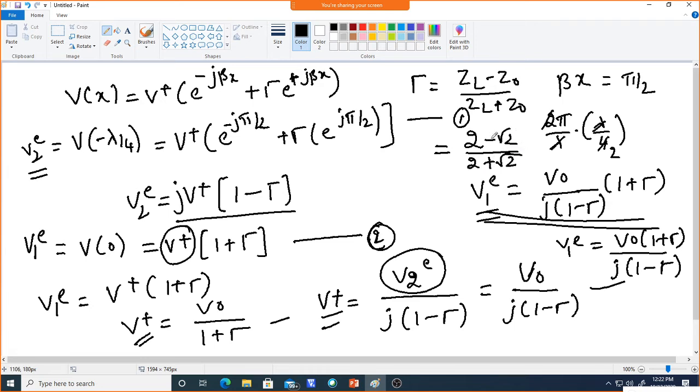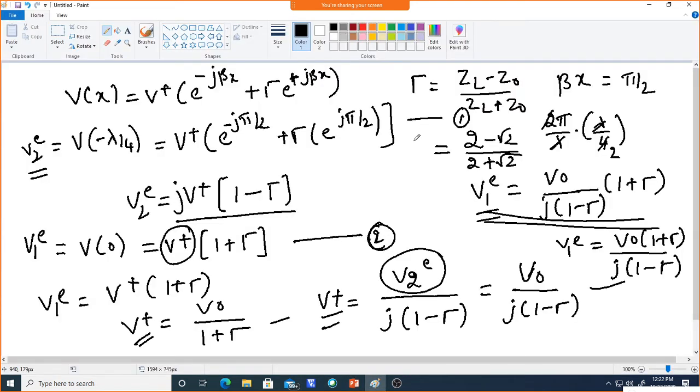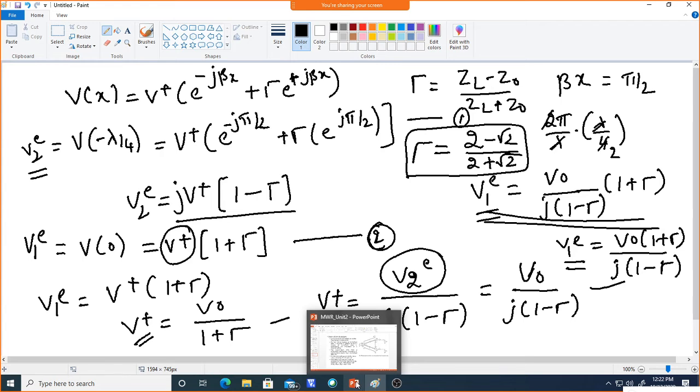Now if you look at the input side of the transmission line, what is the reflection coefficient? This is 2 minus root 2 divided by 2 plus root 2. That is your reflection coefficient gamma. If you substitute that gamma into this equation, you will get the voltage V1E.